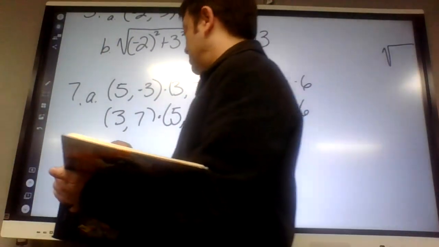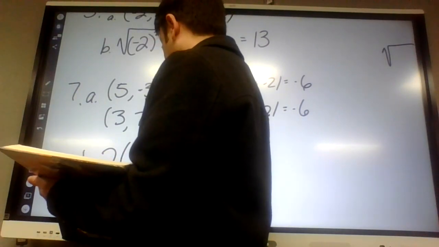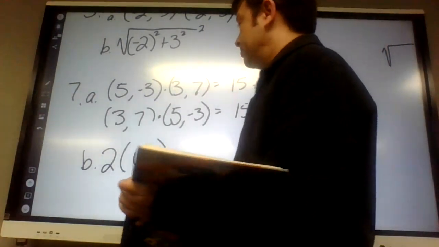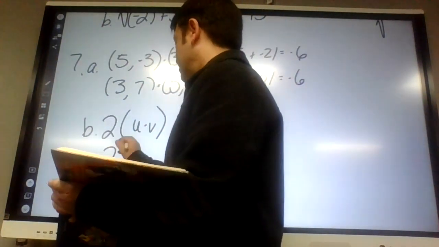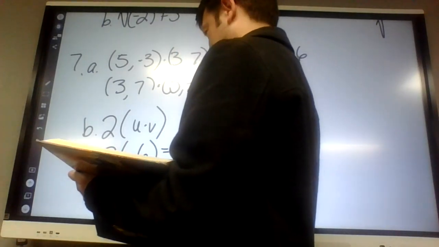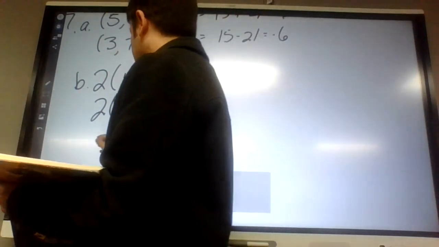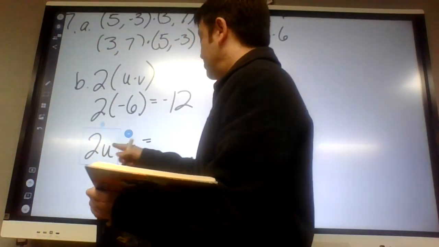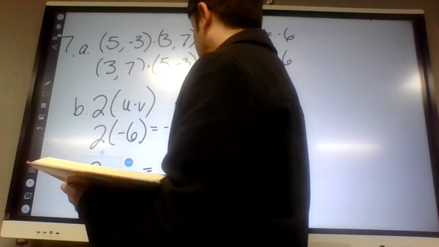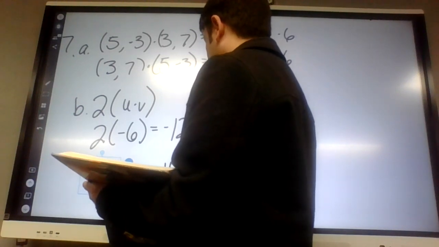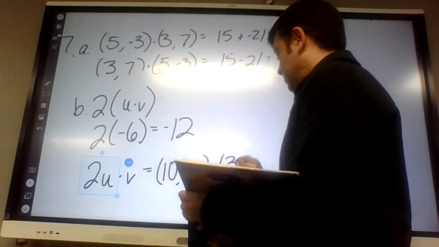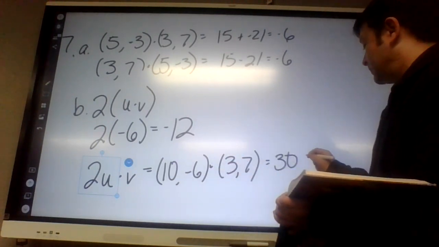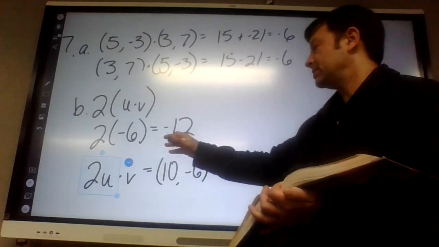For the B, we're supposed to do 2 times U dot V. Okay. I already did U dot V on the A, so I know it's negative 6. And then we're supposed to show that 2 times U dot V is also equal. So 2 times U, U is the 5 negative 3, is 10 negative 6, and the V is 3 7. 10 times 3 is 30, negative 6 times 7 is negative 42, it's negative 12, it's the same thing as the other one.